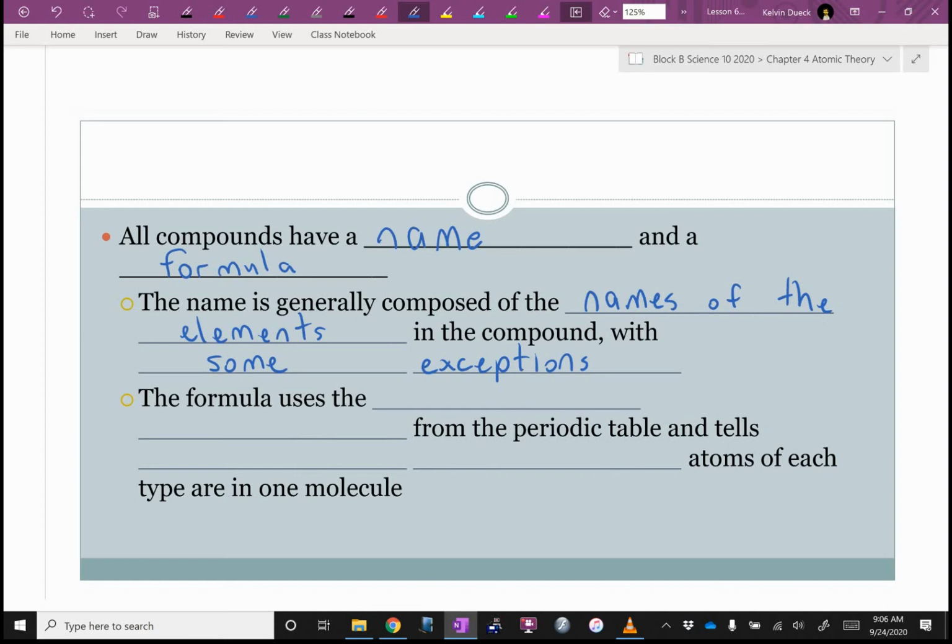The formula uses the symbols from the periodic table. Na, Au, W. And the key thing with the formula, it tells how many atoms of each type are in one molecule. So if I say CO2, one C, one carbon.